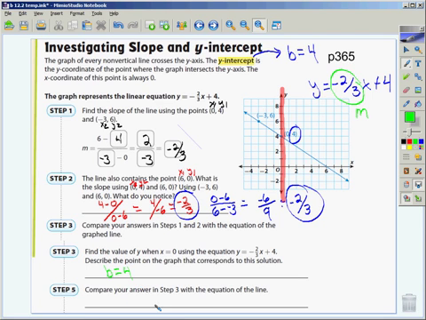And it says compare your answer in step 3 to the equation of the line. What did we notice? That it's there. That this is b. In other words, we get to see that we have this form y equals mx plus b. Everybody see it? See the connection between them? Everybody good with the first example?